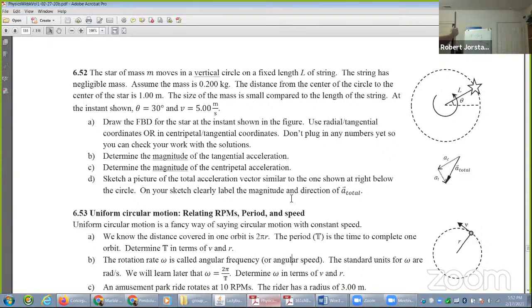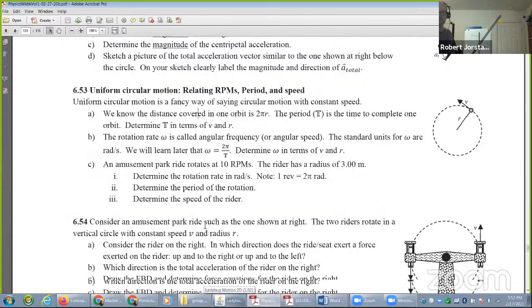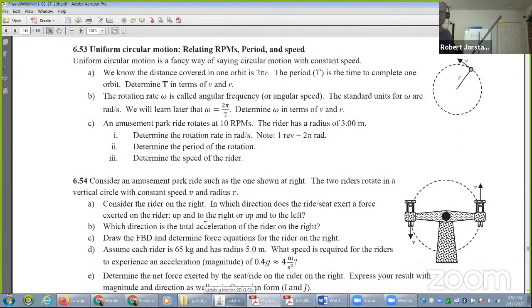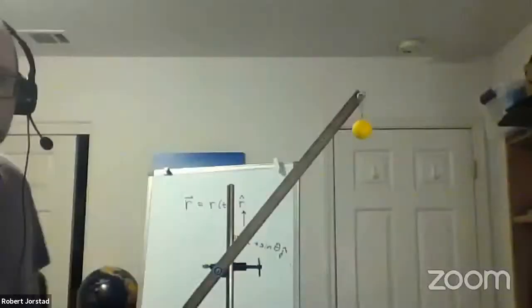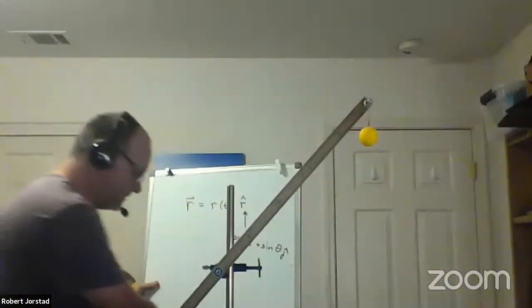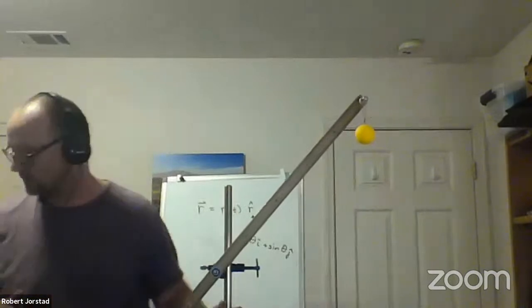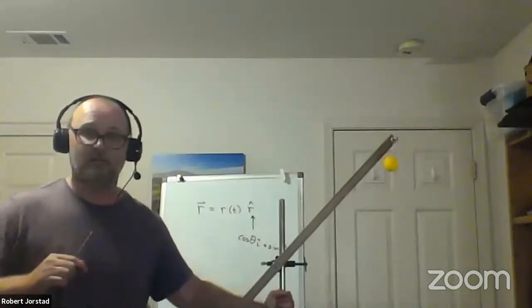Oops. Let me get this one in here. Okay. So in this case, whoops, I'm turned around. Oops. We're going to look at 6.53 and 6.54. If I could get those both. It's supposed to look like this. You got to be quiet in here. I'm working.